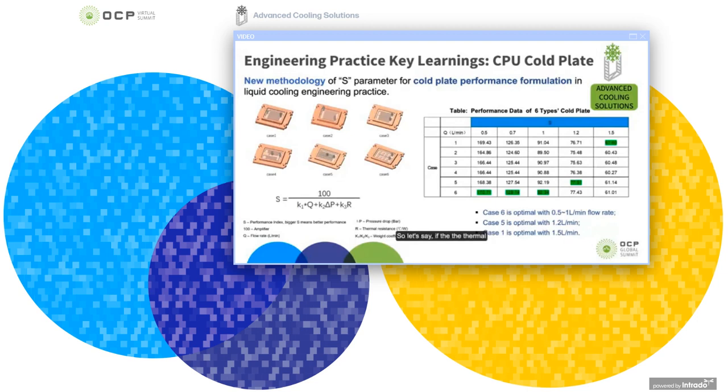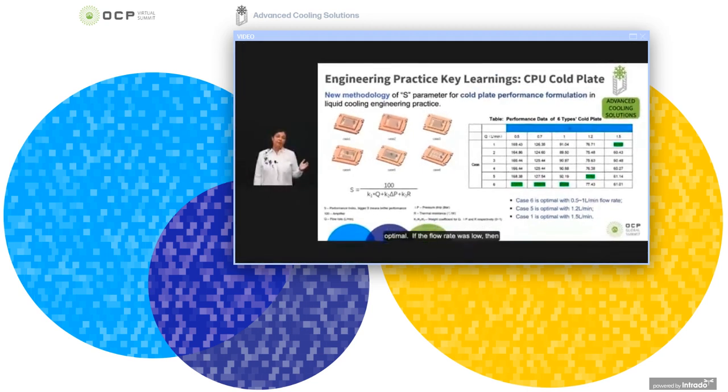So let's say if the thermal resistance was low, then the design is optimal. If the flow rate was low, then the design is optimal. Or if the pressure drop across the cold plate was small, then it's an optimal design. So based on this equation, JD.com looked at those 6 cases and determined which were the best optimal designs.